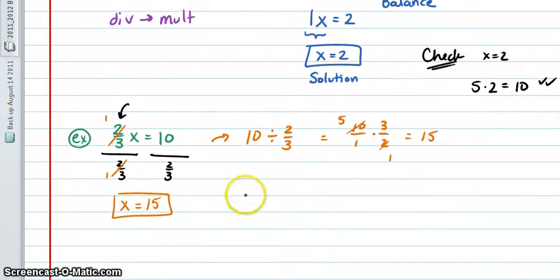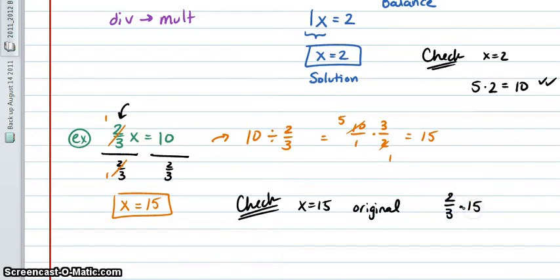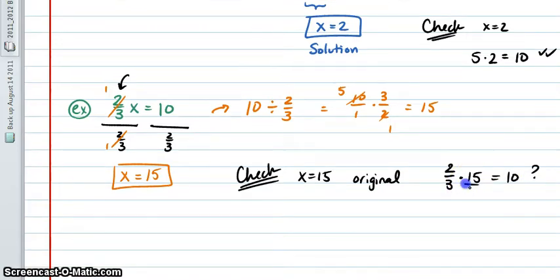We can check this by substituting x equaling 15 back into the original equation. So that original equation was 2/3 times x, in this case it's 15, and does it equal 10? Okay, well if we put 15 over 1, we can cancel out. We would in fact get 10, so it checks.